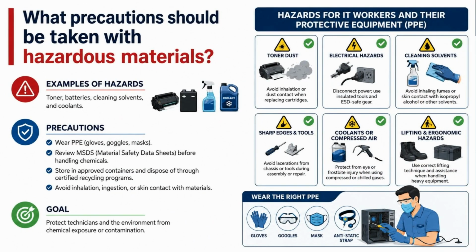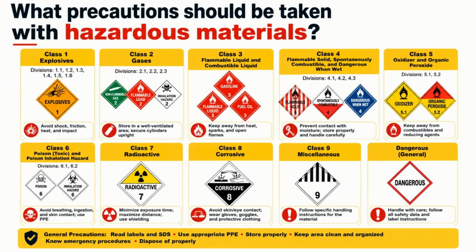Hazards include toner, batteries, cleaning solvents, and coolants. Precautions: wear PPE like gloves, goggles, and masks. Review the material safety datasheet before handling chemicals, store materials in approved containers, dispose of them through certified recycling programs, and avoid inhalation, ingestion, or skin contact. The goal: protect technicians and the environment from chemical exposure or contamination. Here's what an actual MSDS document looks like. Notice the handling instructions and disposal guidance you'd reference before working with any hazardous material.